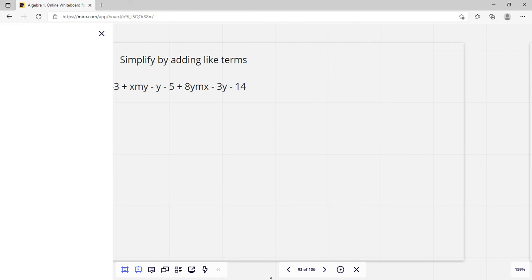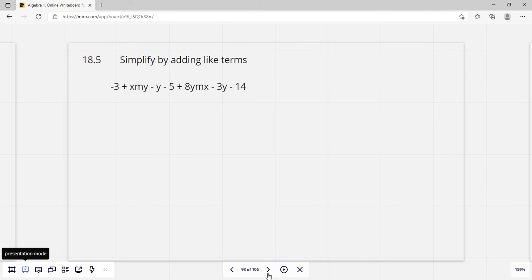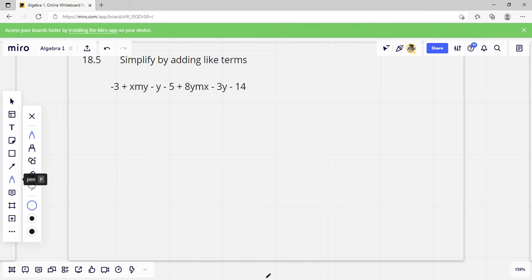Okay, one more. Oh, I keep pushing that wrong button there. Okay, so this one, I got x, m, y right here, one of them. And here's an x, m, y. 8 plus 1 will be 9 x, m, y. Okay, then I've got some y's. Here's a negative y. Right, I've already used these, which will be negative 1. And then a minus 3y, so that's minus 3. Negative 1 and negative 3 will be negative 4y.